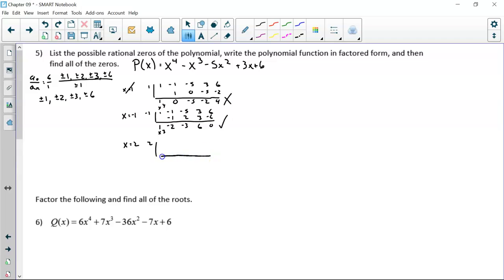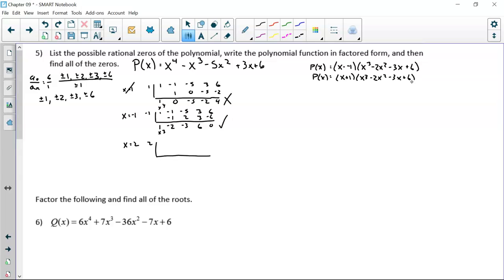And now I don't go back to the original polynomial. I go back to what's here. Because when I factored, I get p of x equals x minus negative 1 times x cubed minus 2x squared minus 3x plus 6, or p of x equals x plus 1 times x cubed minus 2x squared minus 3x plus 6.